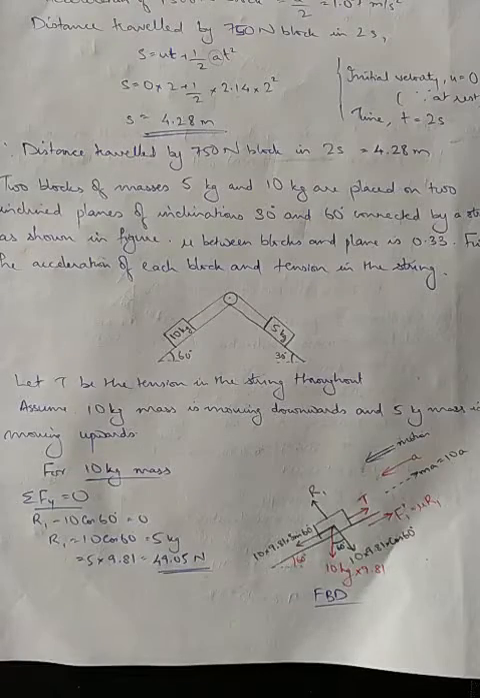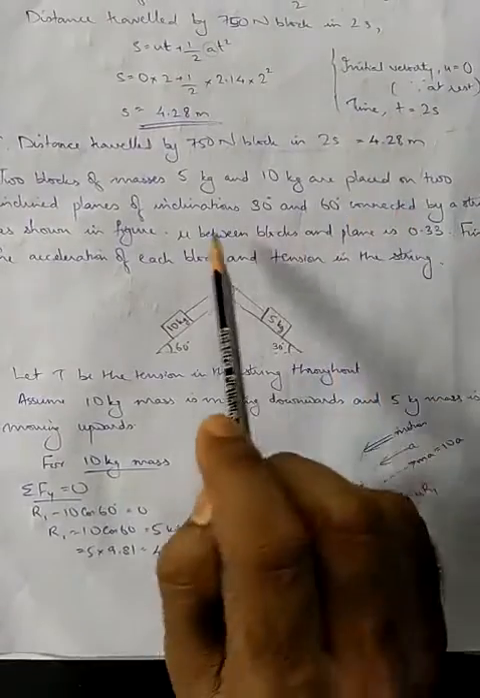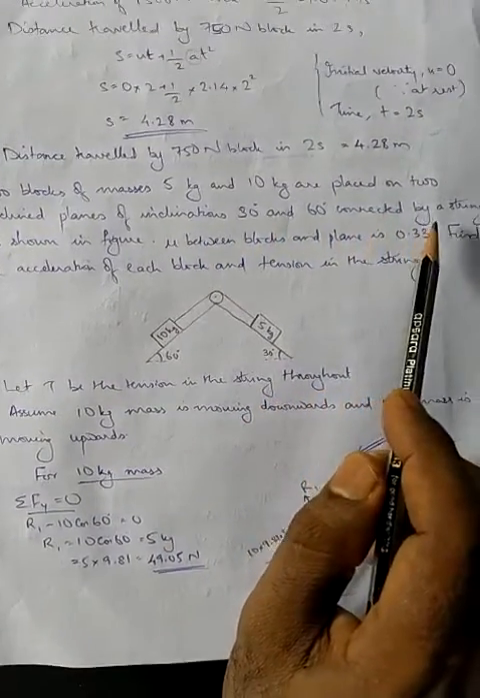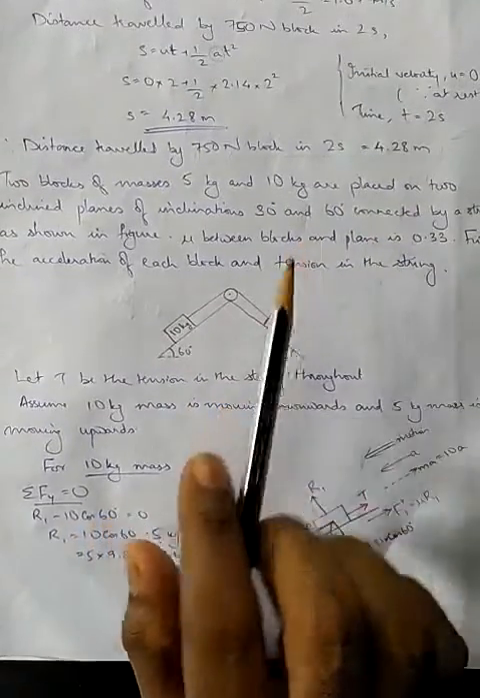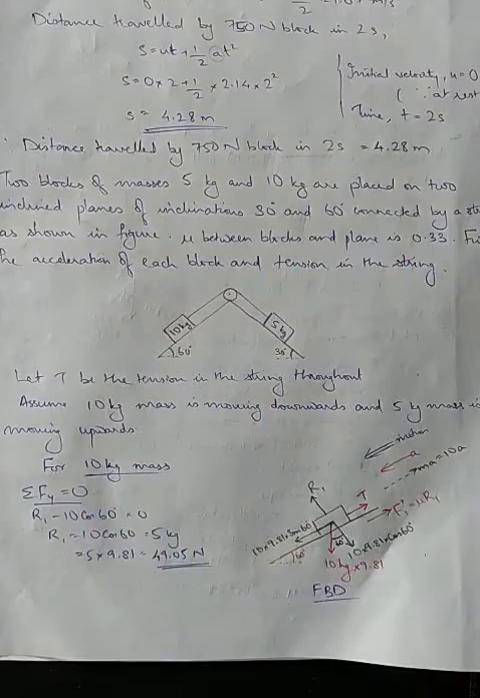Let us see the last question. Two blocks of masses 5 kg and 10 kg are placed on two inclined planes of inclinations 30 degree and 60 degree connected by a string as shown in figure. Mu between blocks and plane is 0.33. Find the acceleration of each block and tension in the string.